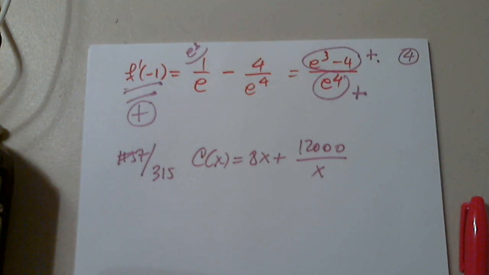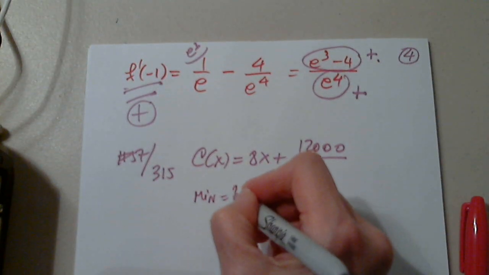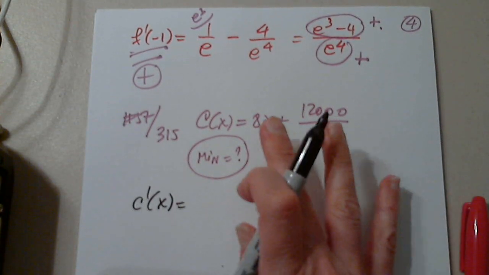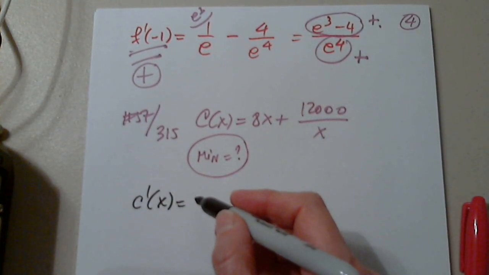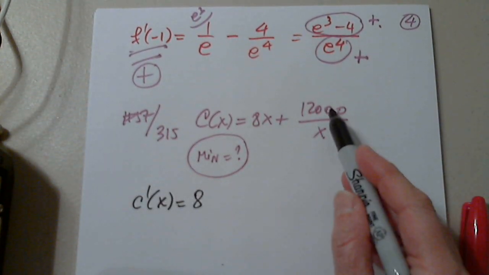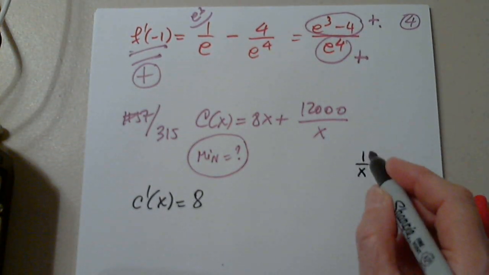So what do I have to find in order to find the minimum? That is the question, like we've done before, over and over. How do I determine the minimum for such a function? What do I have to find first? We have to find the f prime of it. Yes, f prime or C prime is the same thing, absolutely correct. C prime of x. Can anyone differentiate 8x for us? 8. Very good. Now 1200 is 1200. Can anyone differentiate 1 over x for us?